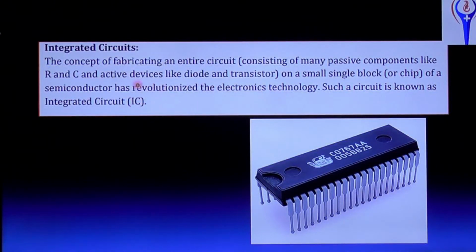And this is an integrated circuit. The concept of fabricating an entire circuit, consisting of many passive components like R and C, where R is a resistor and C is a capacitor, and active devices like diodes, transistors, etc., on a single block or single chip, is called an IC. Shortly, integrated circuit. One IC contains a many number of transistors, resistors, and capacitors. That is the IC, integrated circuit.